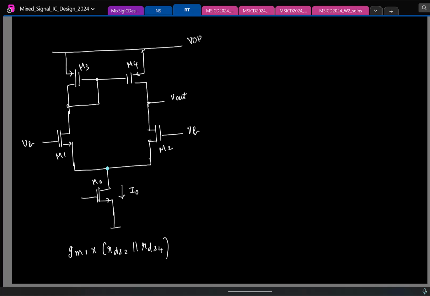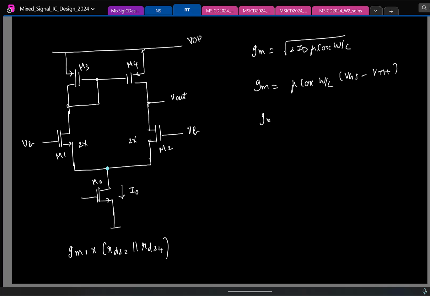If I increase W by, let's say, 2x, how much will the GM increase by? Why? Remember, I have multiple expressions for GM. Okay. This is the 1st. This is the 2nd. This is the 3rd.